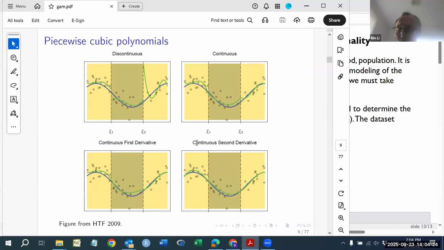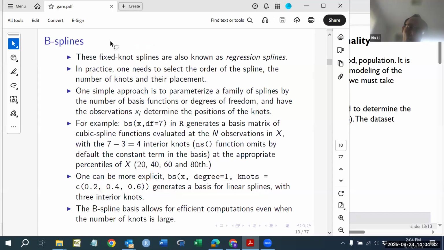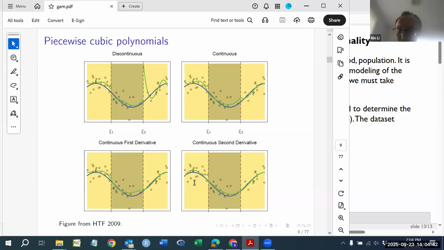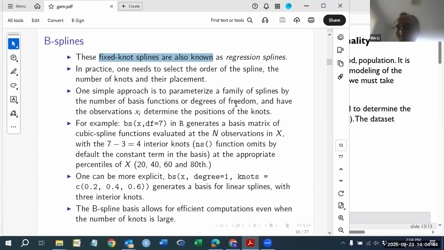Plus, if we have the continuous third order derivative, we will have more bases, so the function will be more complicated. Okay, after we talk about that, these fixed knot splines, as I showed here, have a name: regression splines. So in practice, it seems to us regression spline is good enough, right?